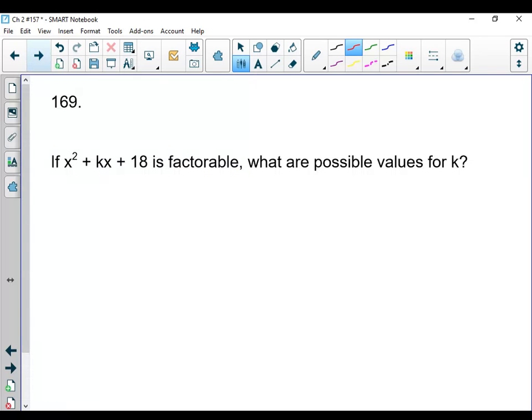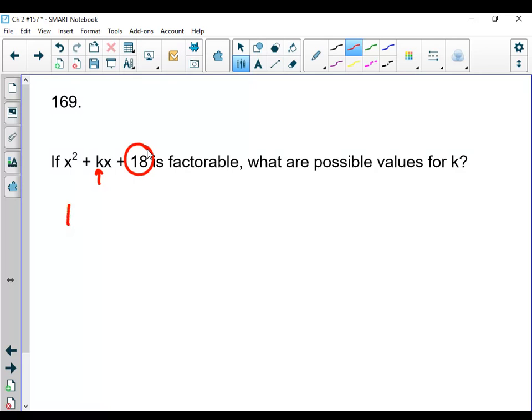Then this one popped up on the one that was due the other day. And this is one I was talking about in math help, I think. Giving you a notation we didn't necessarily talk about. But if we look at this problem, this is really what we'd have to do in order to factor it. I'd have to come up with something I can multiply to get 18, but they would add up to give me that k value. So the first thing I'd ask myself is, well, what are some things I can multiply to get 18?